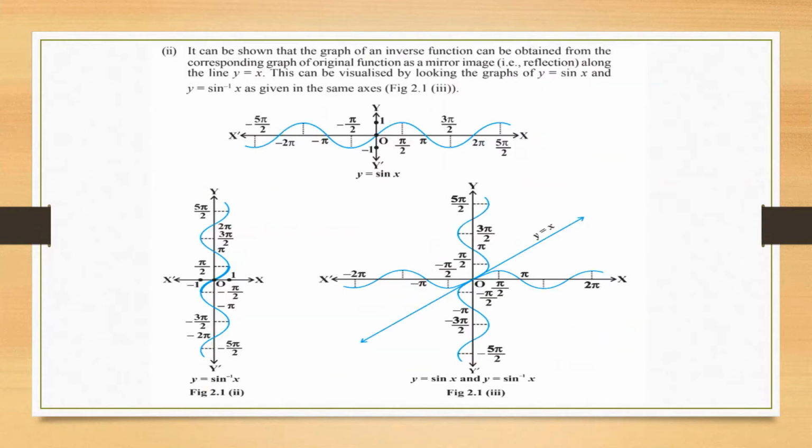It can also be shown that the graph of an inverse function can be obtained from the corresponding graph of the original function as a mirror image or reflection along the line y equal to x. This can be visualized by looking at the graph of y equal to sine x and y equal to sine inverse x. Now remember the graph of sine x.